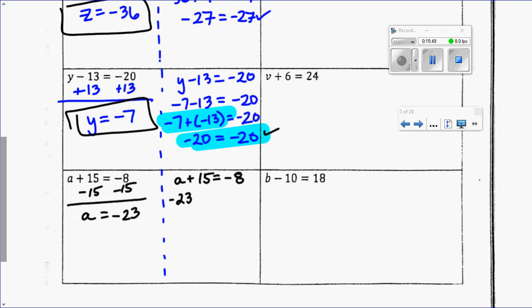So negative 23 plus 15. If I double check that, either on a number line, in my head, or on the calculator, I should get negative 8. And I do. So again, I can be confident in that answer. Okay, now the last page we're going to do in this video is page 4.